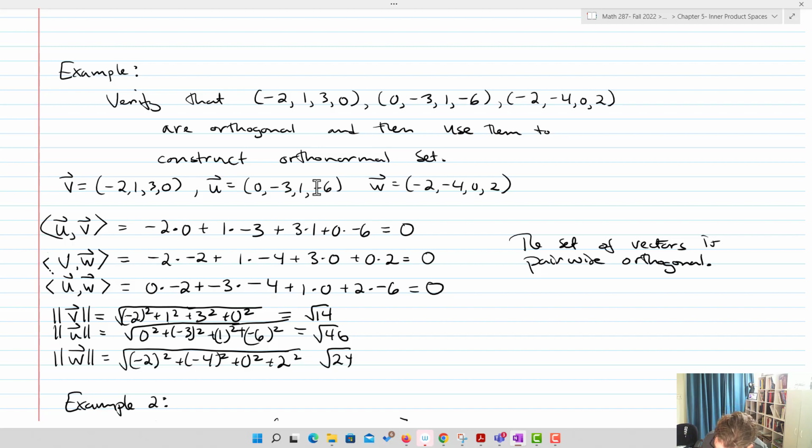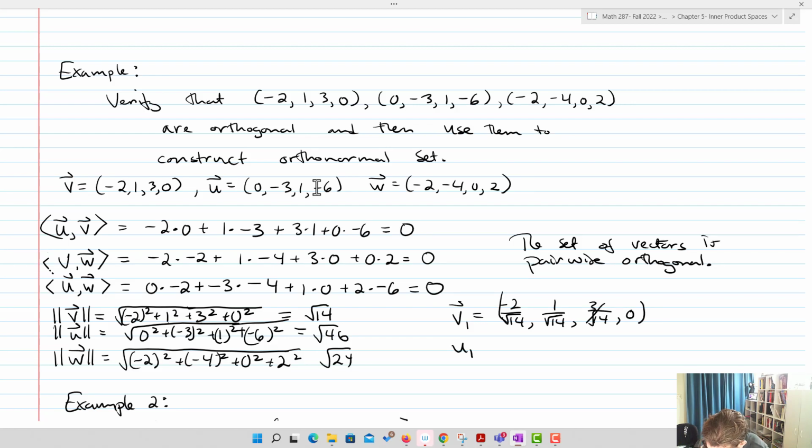So the normalized vectors then are going to be, the first one, we'll call it v1. v1 will equal -2 over the square root of 14, 1 over the square root of 14, 3 over the square root of 14, and 0.